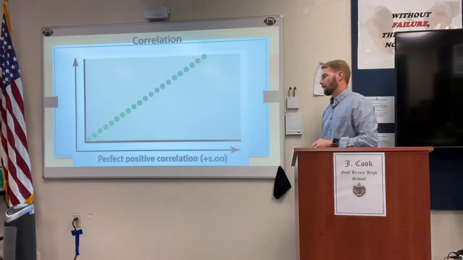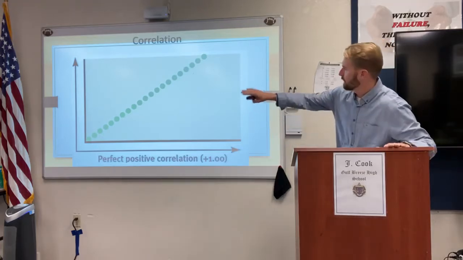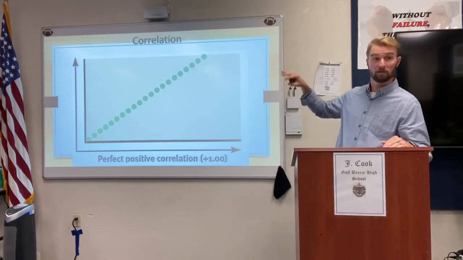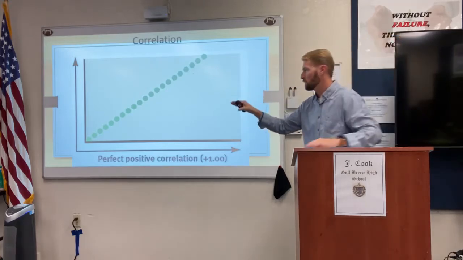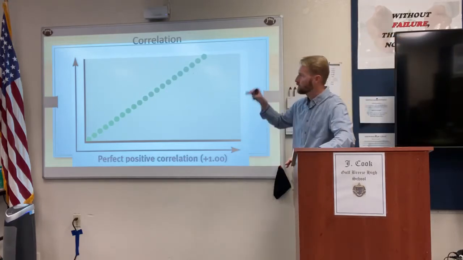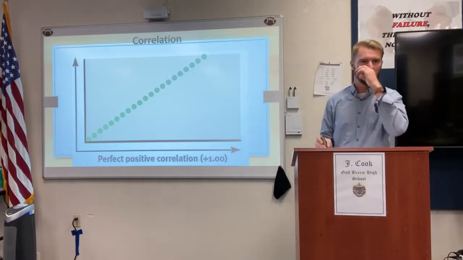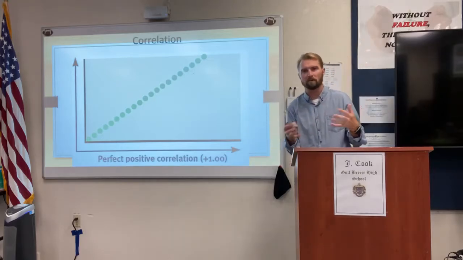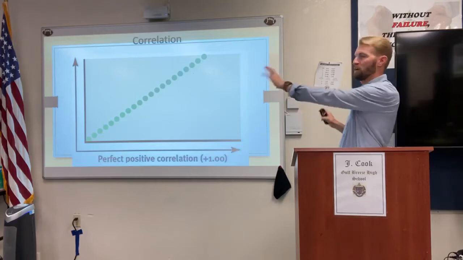So a perfect positive correlation would look like this. It's positive because of the direction. As the x value increases, the y value also increases. Now the difference, and you're like, wow, this is a math class. Well, in psychology, we want to know variables.